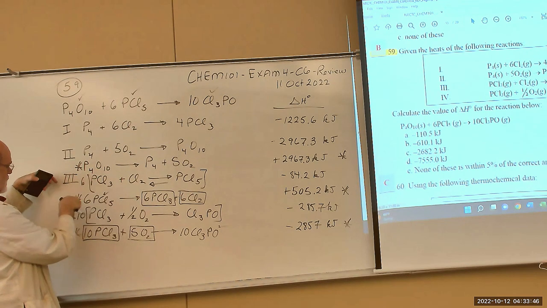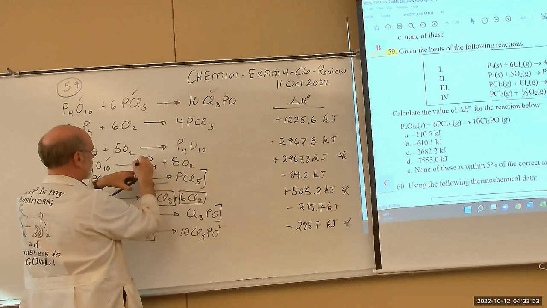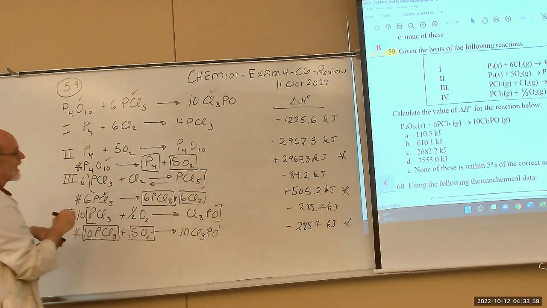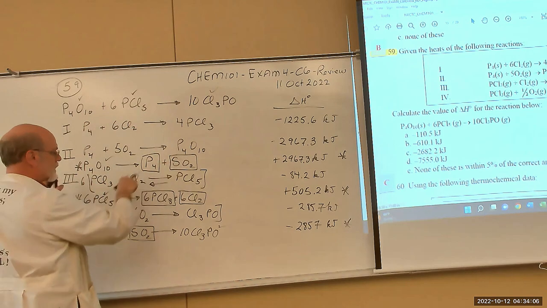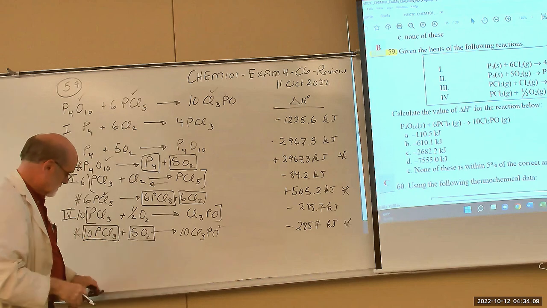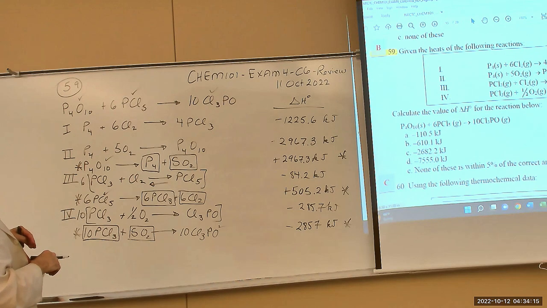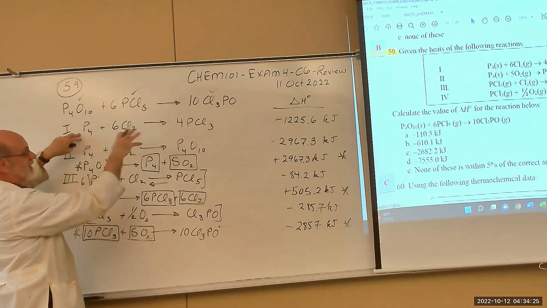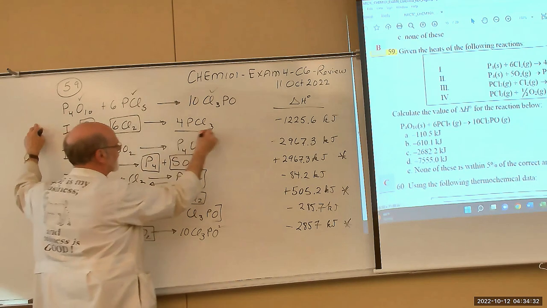P4, let's see, I need to mark up. P4O10 is there. P4 is not up there. O2 is not up there. So we've got these checked off that we have up there. What are we going to do with these others? Well, let's compare each one of these. I forgot this first one. We didn't have anything in that one up there. So we don't have this one, we don't have this one, and we don't have that one.